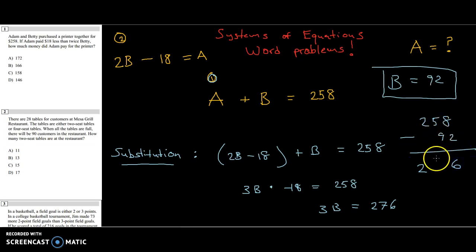No, it's not 2. It's 100 and... Gosh, I'm slow today. 166. There it is. 166. So our answer would be B. Okay? So there's that. Now with substitution, it took us a little bit of time, took some steps there, but we got to the answer.